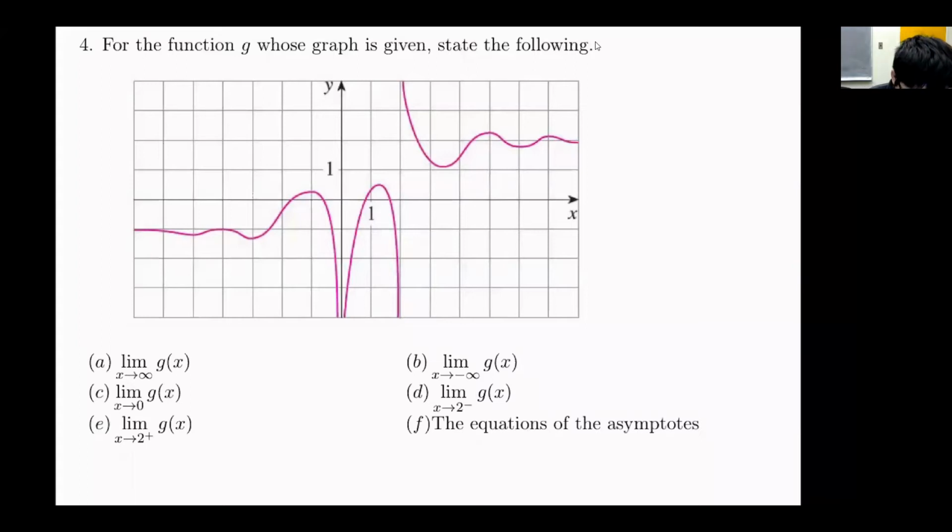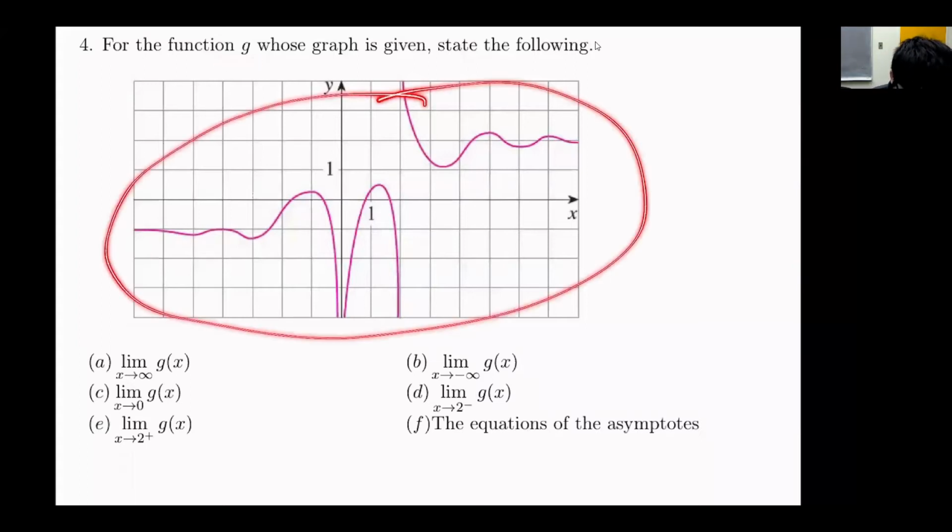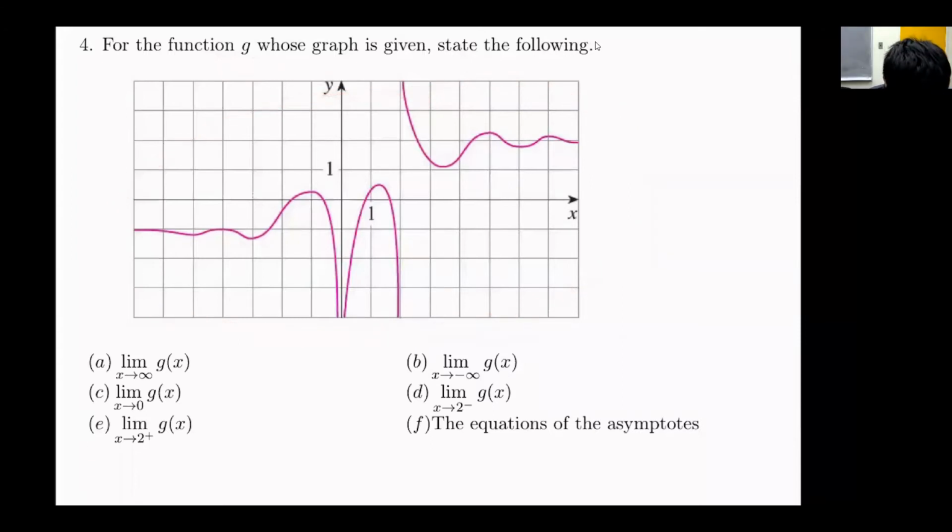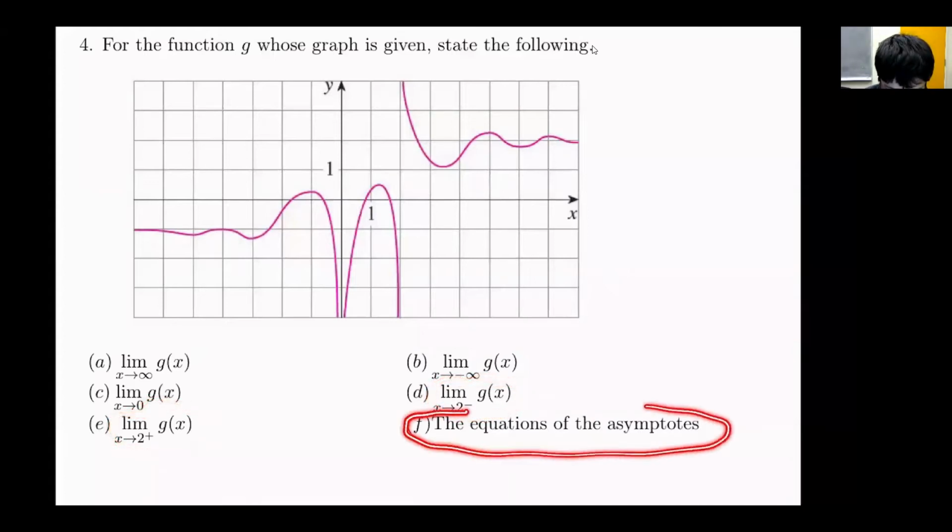So you were given a function g, whose graph is depicted like this, and you need to find the limit at the infinity and limit at the negative infinity, limit at 0, the left-hand limit at the number 2, the right-hand limit at the number 2, and finally, you need to find the equation of asymptotes. So here by asymptotes, I mean both the vertical asymptote and the horizontal asymptote. All right, so let's first investigate the infinite limit over here.